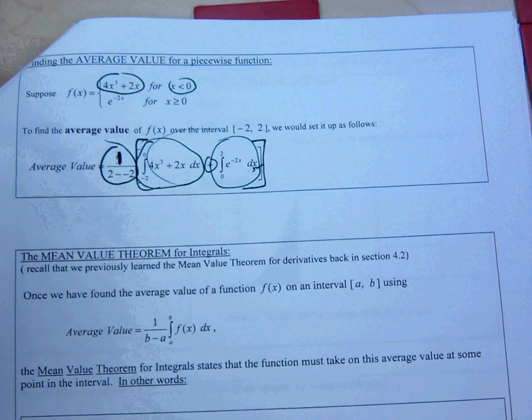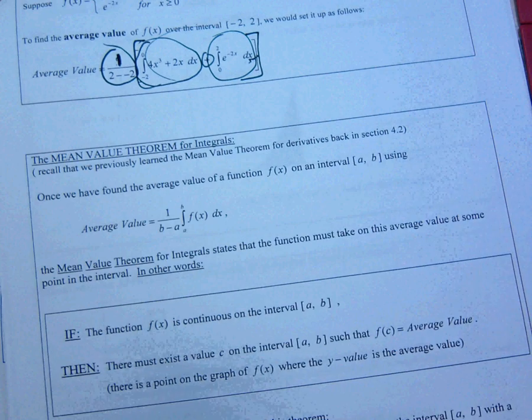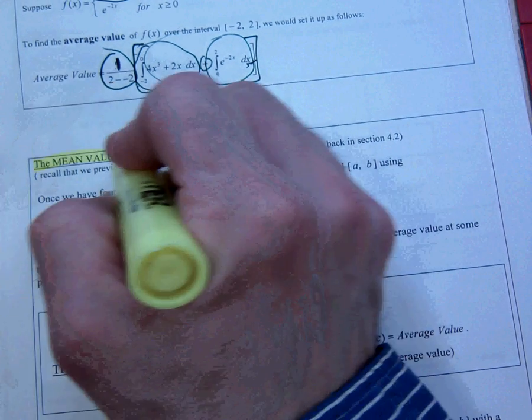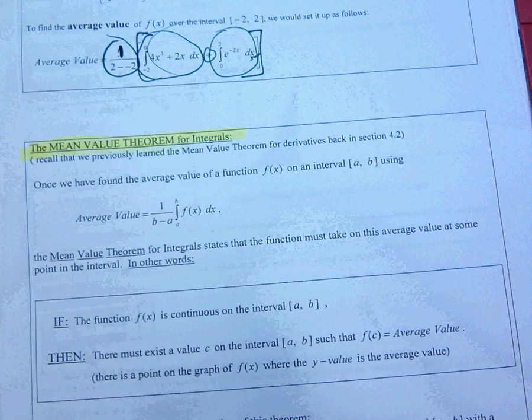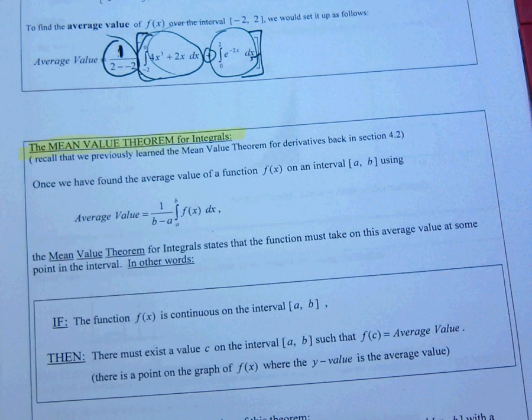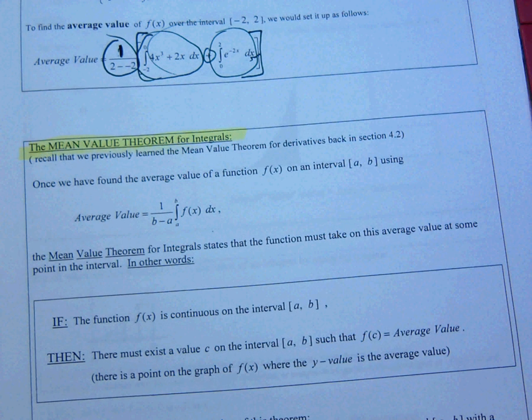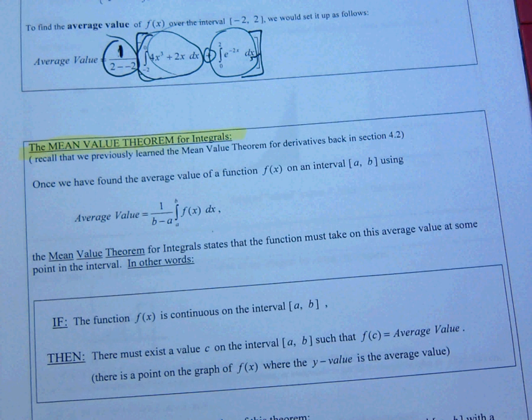Okay. All right. This, I believe, is the last new theorem of the year. You must know it because it's tested pretty heavily on the AP exam. Remember you had the mean value theorem for derivatives? Do you remember that, where it said somewhere on the interval the slope at some point has to be the same as the slope of the line through the endpoints of the interval?